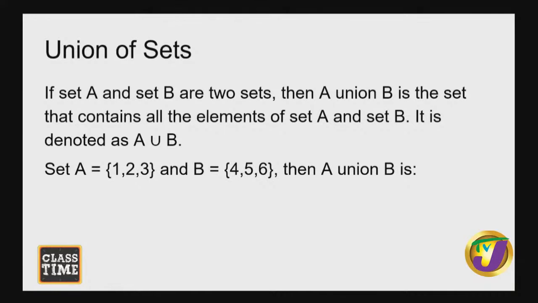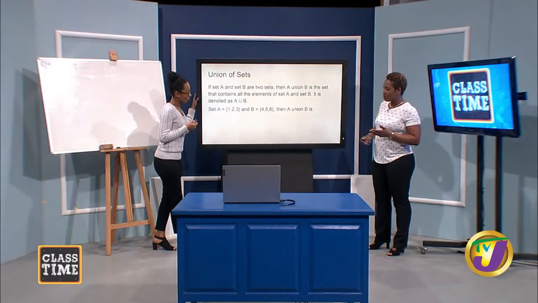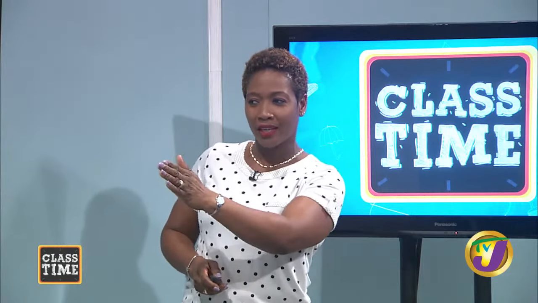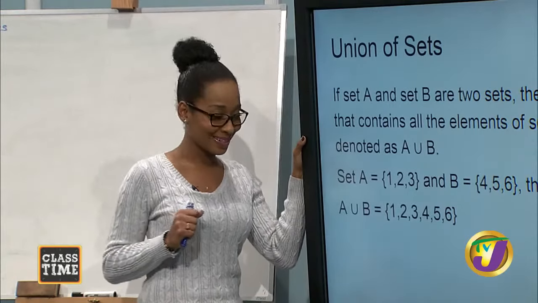Go ahead, Camille. So set A is the set of 1, 2, and 3, while set B is 4, 5, and 6. So now we're trying to figure out A union B. Exactly. What did we say union is again? Just think about the wedding. One family comes together with another. Everybody is now one big family. So if we're talking about A union B, we're talking about 1, 2, 3, 4, 5, 6. All right, I get it. That's simple. You get it. See, there you go. You're getting it.